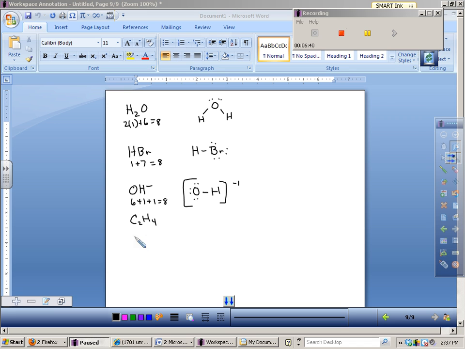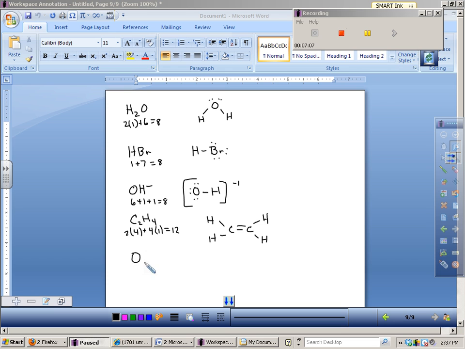C2H4. Each carbon brings 4, plus we have 4 hydrogens each bringing 1, for a total of 12. We know the hydrogens have to be on the end because they're only allowed to make a single bond. That means the carbons have to be in the middle. When we count, we have 2, 4, 6, 8, 10. So if we put a double bond here, we make 12.